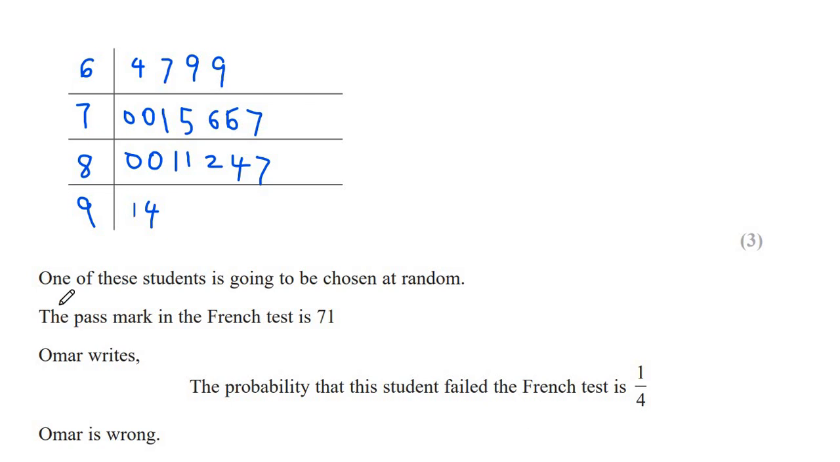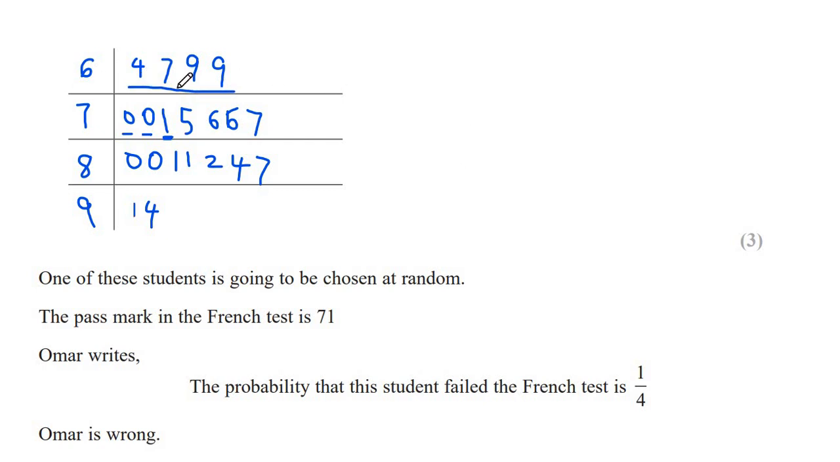Right. Now, one of these students is going to be chosen at random. The pass mark is 71. Okay, so this is the pass mark at 71. Omar says the probability that the student failed is 1/4. Okay, so a person will fail if he gets a mark less than 71. So either 70 or any of these numbers in the 60s.